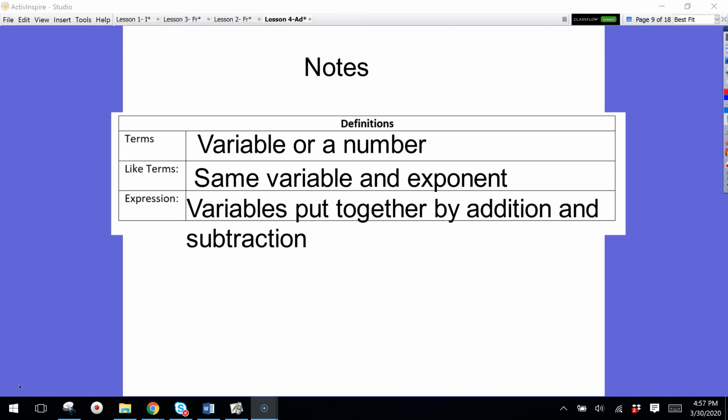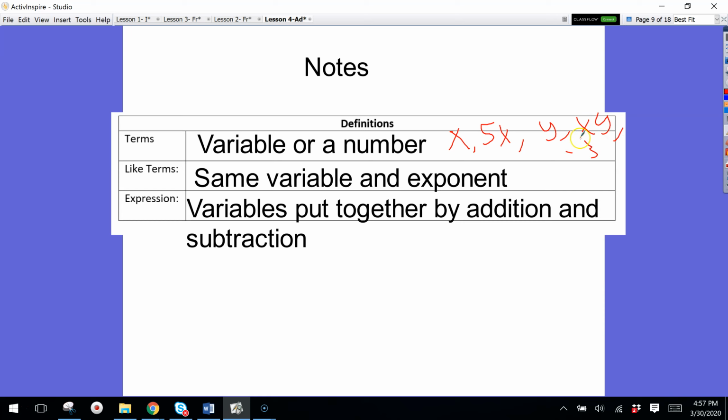So in this video, we're going to be talking about how do you combine like terms. But before we start with that, let's talk about some definitions. So first of all, a term, what it is, it's a variable or a number. So for example, x, 5x, y, xy, even the number -3.